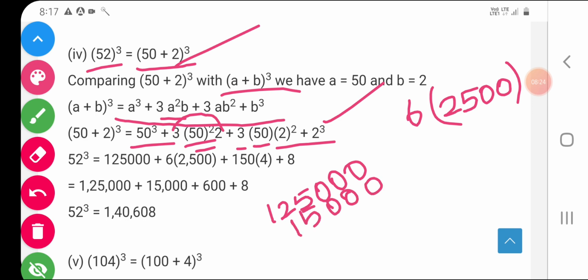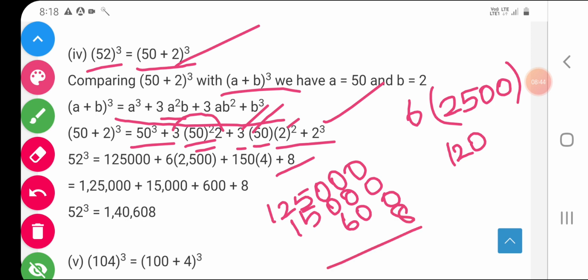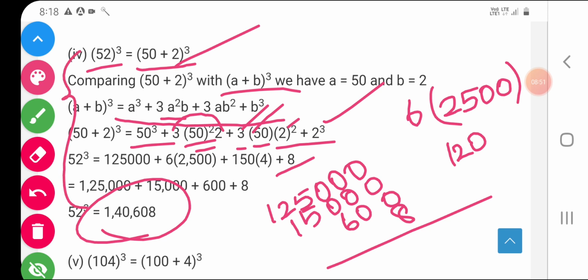Okay. Now here 2 square is 4. Now 4 into 3, 12. 12 into 5, that is 120. 120 into 5, 600. It will be 600. Simple multiplication. 2 cube value is 8. When we add these values, we will get the answer easily. This method is easy compared to finding 52 into 52 into 52.